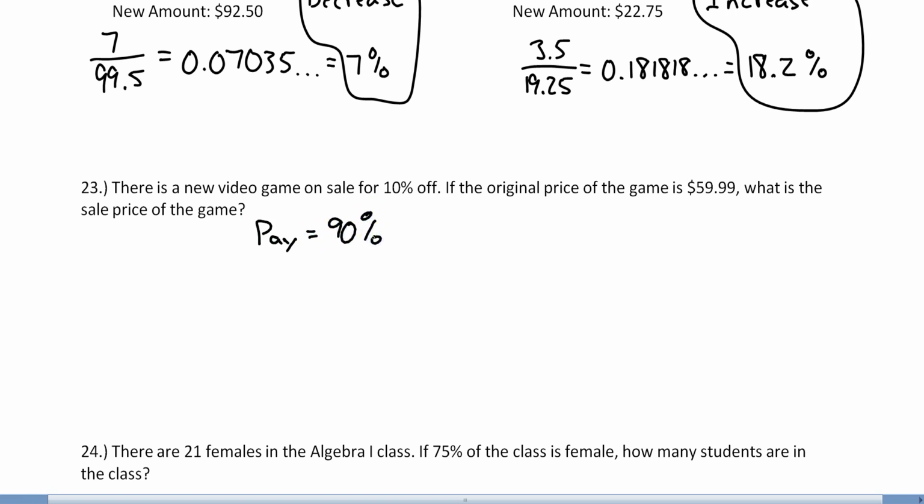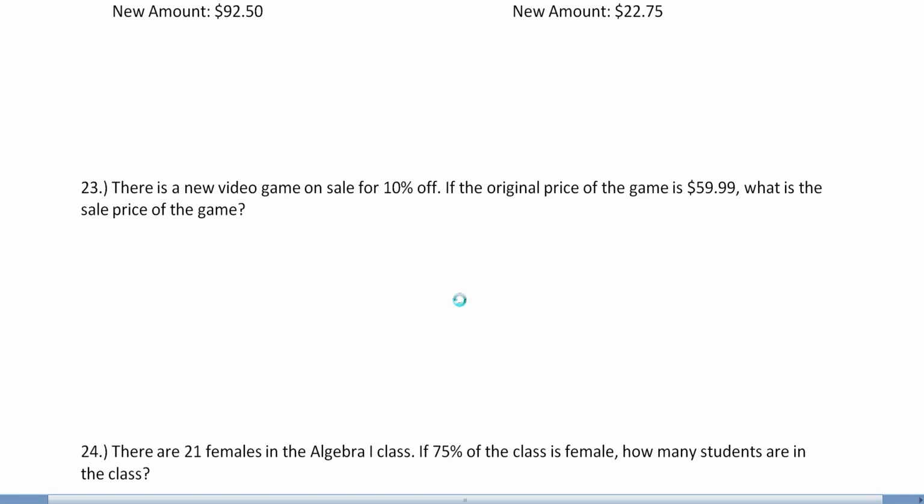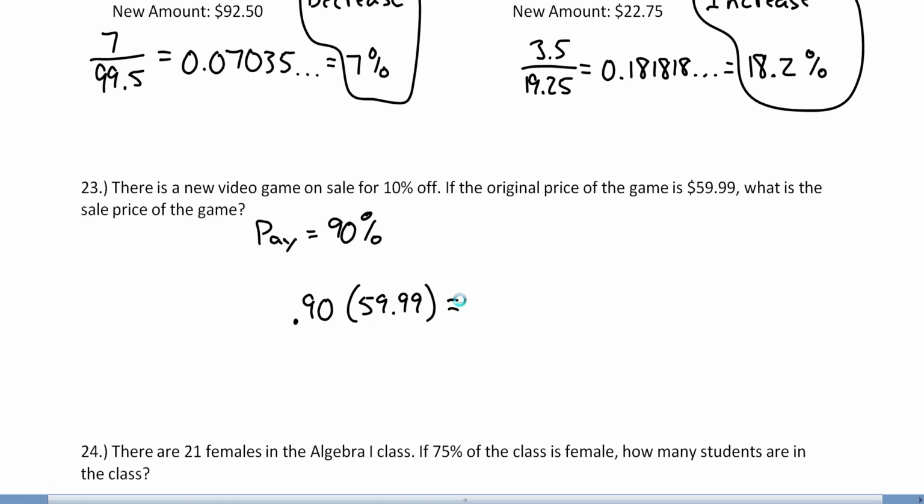And so to find 90% of something, I just write it as a decimal, so 0.90 or 0.9, and I multiply that by the $59.99. Okay? And that's our short, quick, easy way to do these, is we just treat that percentage as a decimal, and we multiply to figure out the value. So I end up with 53.991. I'm going to round it to 2 decimal places because I'm talking about money. So $53.99. All right?